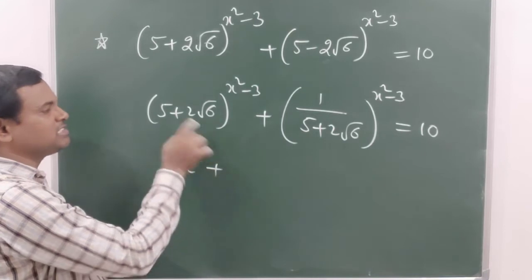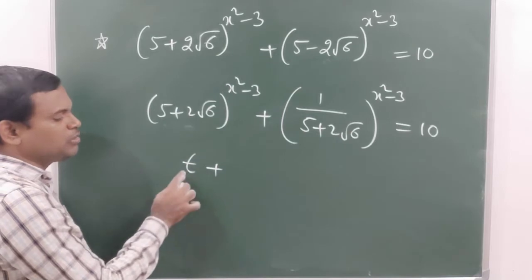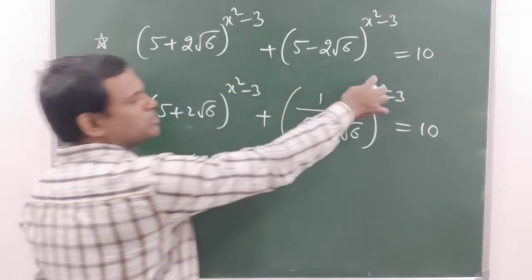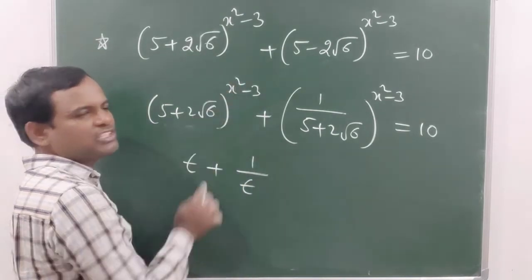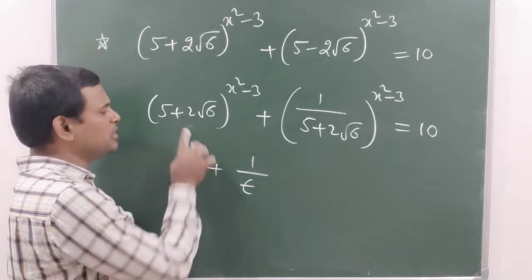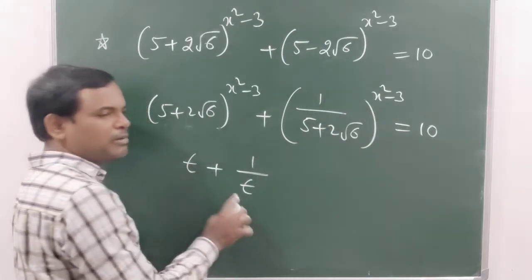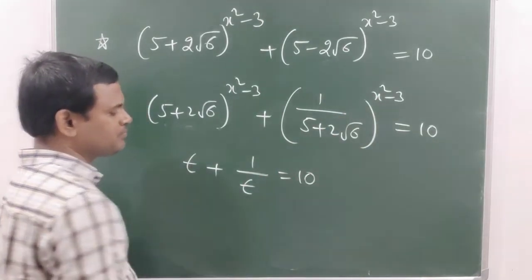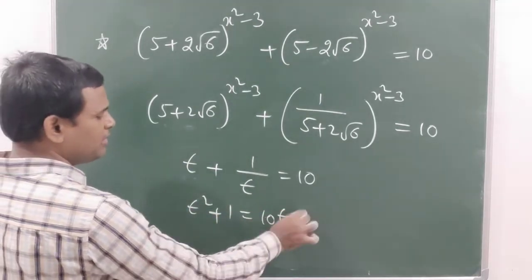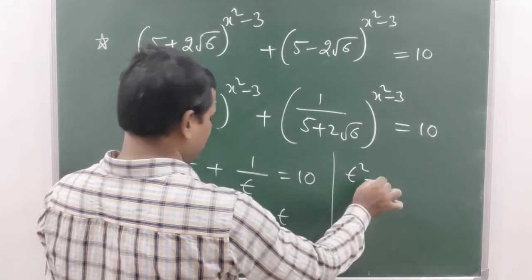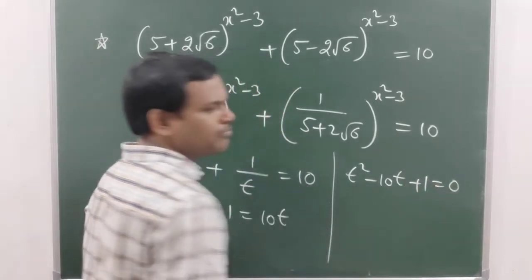When you take this one as t, (5 + 2√6)^(x² − 3) is equal to t. When you take this as t, here 1 power something is 1, so here you will get 1 by t. (5 + 2√6)^(x² − 3) is equal to t, we have taken. So this becomes t, and this becomes 1 over t, which is equal to 10. Now solve it. t² + 1 is equal to 10t. Now t² − 10t + 1 is equal to 0.